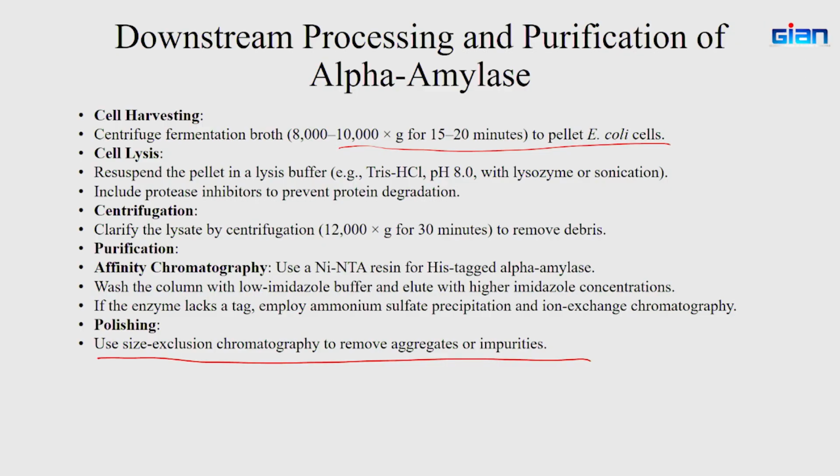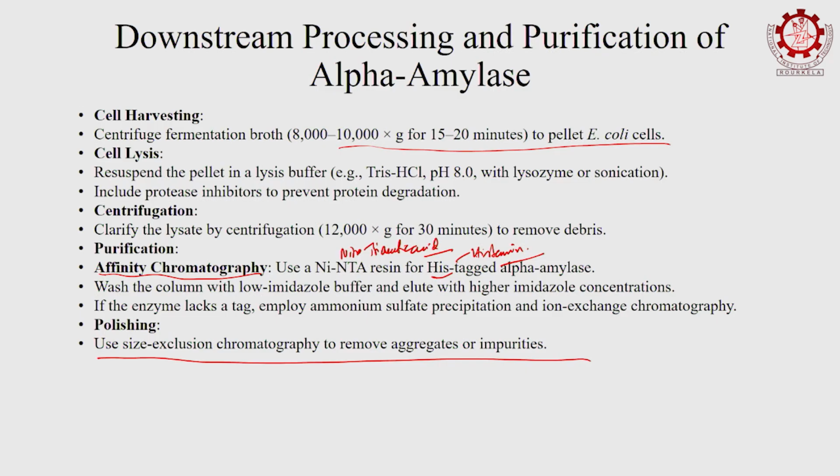We can isolate this protein. We have to degrade the other proteins, and meanwhile assure that the alpha amylase is retained. After that comes centrifugation, then purification, for which we follow affinity chromatography using nickel NTA, nickel nitrilotriacetic acid, as the resin for histidine tagged alpha amylase. Wash the column with low imidazole buffer and elute with high imidazole concentration.